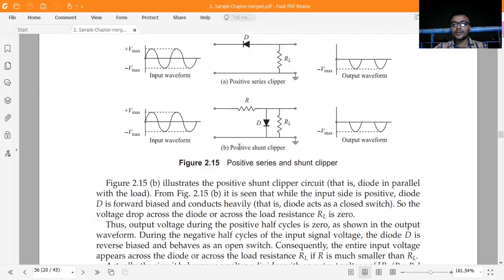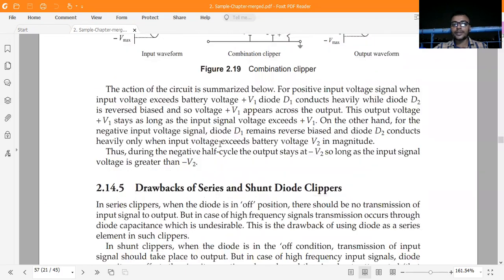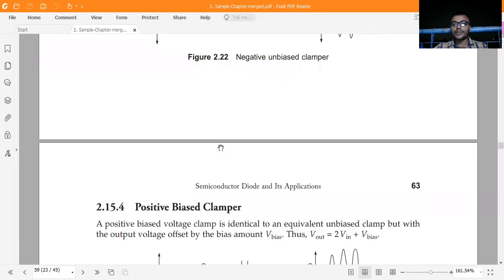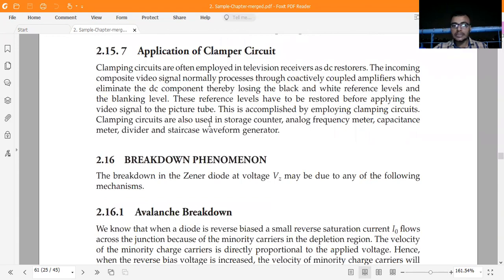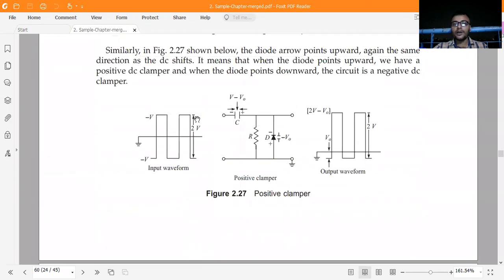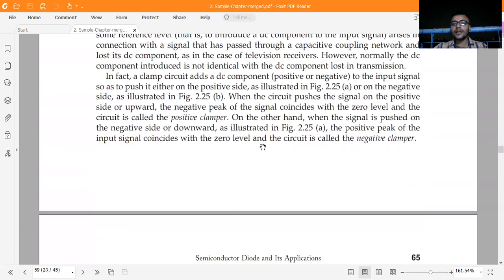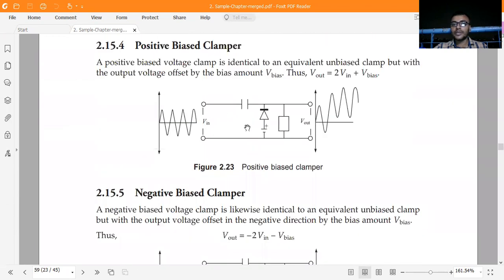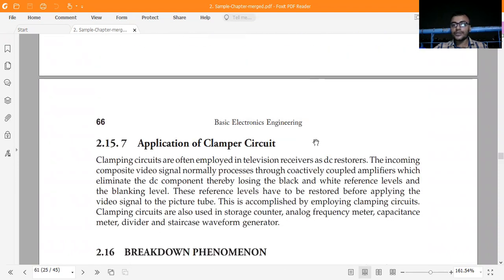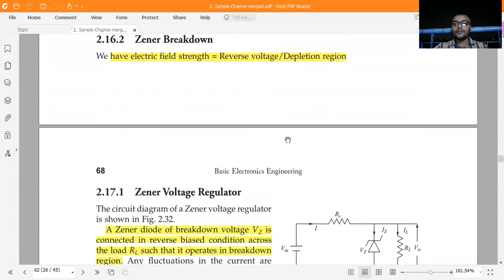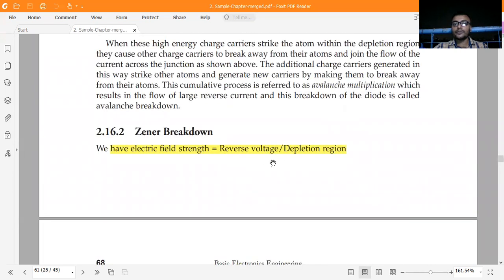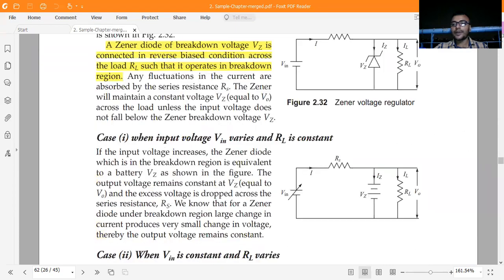And then, what is the Zener diode? The Zener diode is also very important. Basically, the Zener diode is used as a voltage regulator, and it is used in reverse biasing. In the Zener circuit, one diode is used, a load resistance is used in parallel with it, and a resistance is used in series. It is used in reverse biasing.